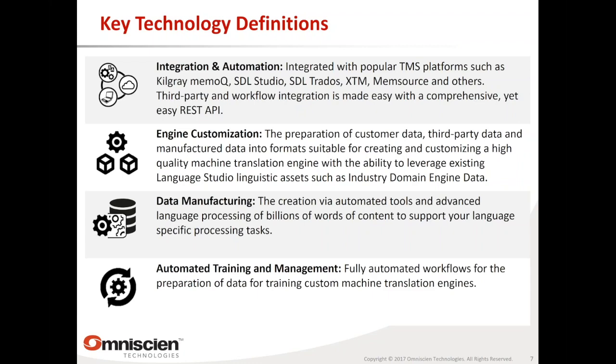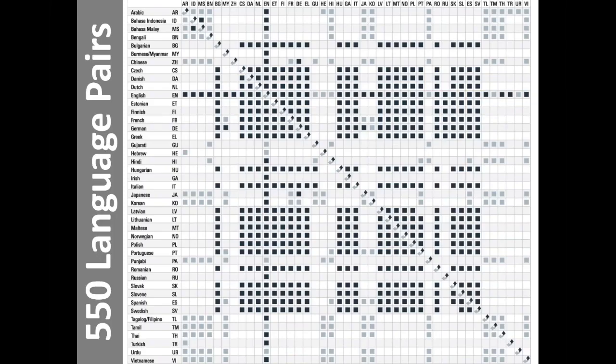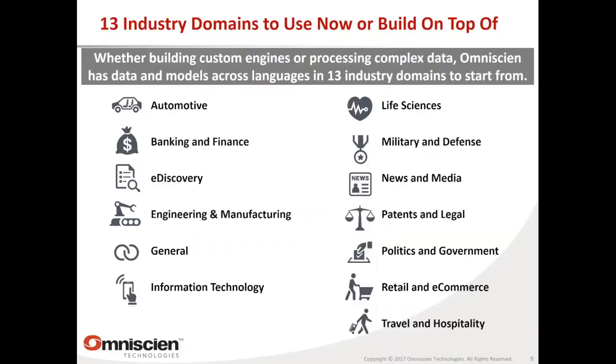Okay, so now we've got the key definitions out of the way. Let's start digging under the hood a little bit. So today, Language Studio provides support for 550 language pairs. That was as of last Friday. Actually, we now have 552 language pairs with the addition of Sinhalese as one of the new languages we're supporting.